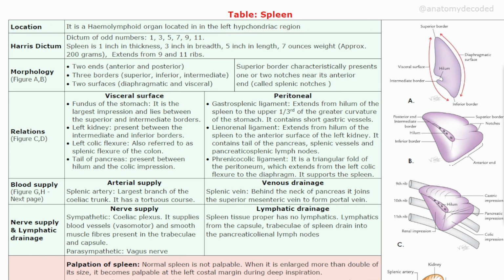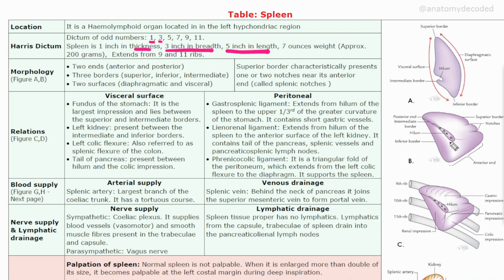To understand the external features of spleen, there is a dictum called Harris dictum. It is a dictum of odd numbers: 1, 3, 5, 7, 9, 11. All are odd numbers. So 1 means spleen is 1 inch in thickness, 3 means spleen is 3 inches in breadth, and spleen is 5 inches in length.